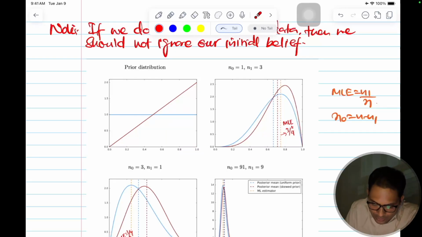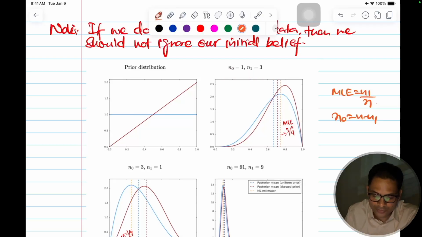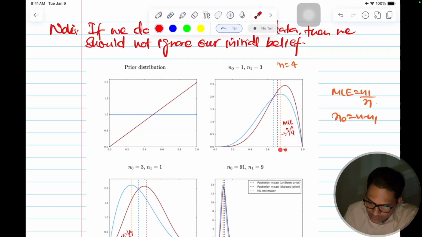Okay, so in this distribution you can see that the number of zeros is 1 and the number of ones is 3. So the total will be n = n0 + n1 = 4, and my MLE, maximum likelihood estimate, is 3 by 4. If you see here, this is 0.8, so 3 by 4 will be somewhere here, 0.75. So this is my MLE when the number of heads is 3 and the total number of trials is 4. So 3 by 4, 0.75. This is my maximum likelihood estimate, this orange line.